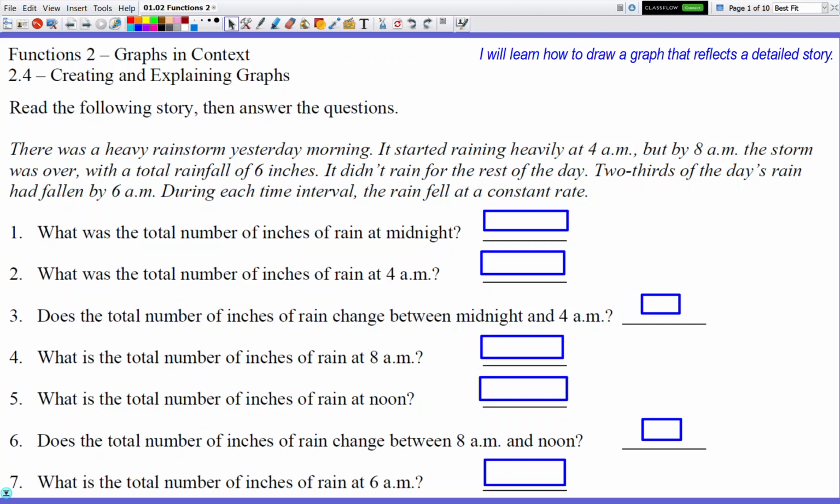Okay, here we go. So here's the story. There was a heavy rainstorm yesterday morning. It started raining heavily at 4 a.m., but by 8 a.m. the storm was over with a total rainfall of 6 inches. It didn't rain for the rest of the day. 2/3 of the day's rain had fallen by 6 a.m. During each time interval, the rain fell at a constant rate.